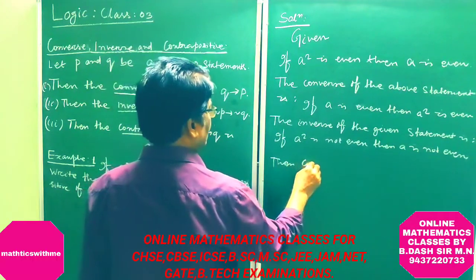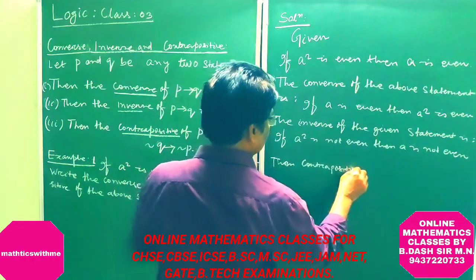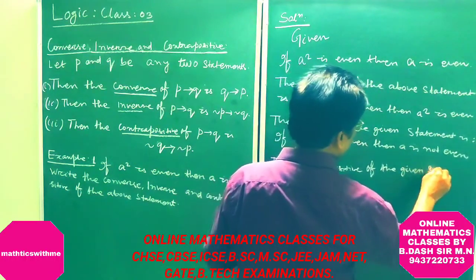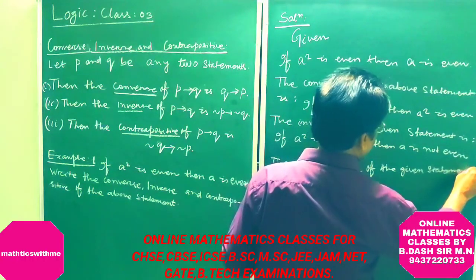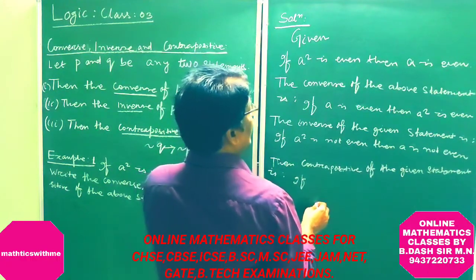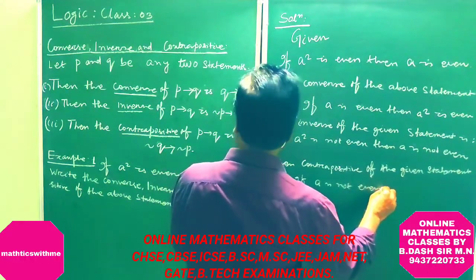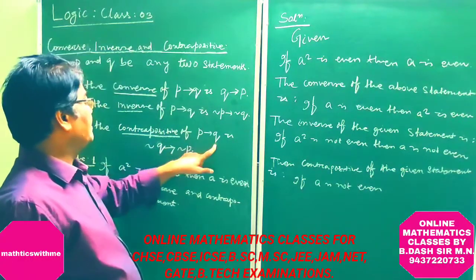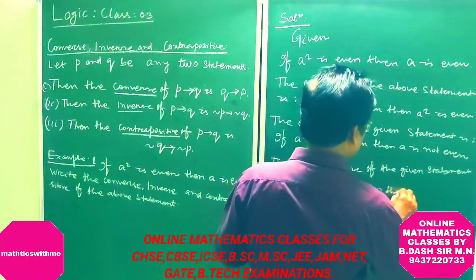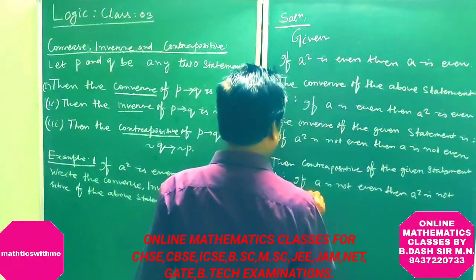The contrapositive of the given statement is, here P implies Q, so negation Q implies negation P: if A is not even, then A square is not even.